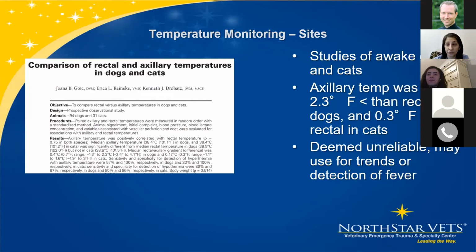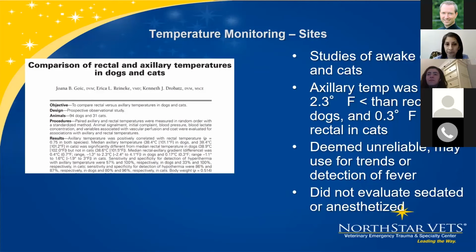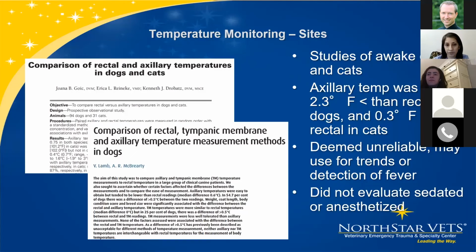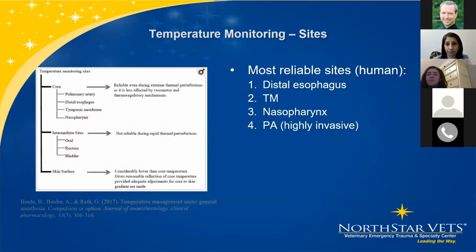So as a standalone number, saying that is a body temperature is not fairly accurate, but you can use that number as a baseline and then try to follow that trend, because obviously most of the time under anesthesia, patients are losing heat. So you can kind of gauge how much heat loss they are experiencing. In this particular study, they did not evaluate sedated or anesthetized animals. But that may be something that comes about in the next few months or within the near future.